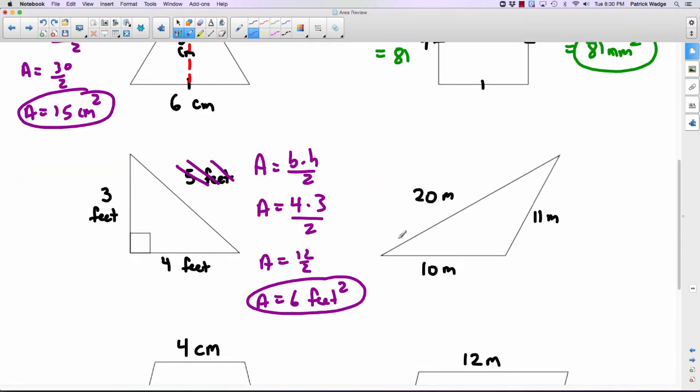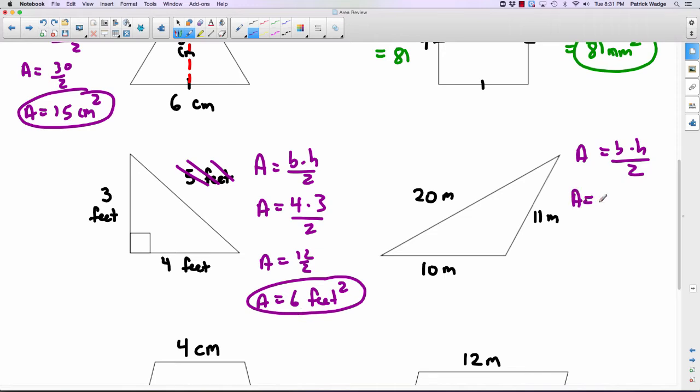And our obtuse triangle. So you have too much information, and you also don't have enough information. Let's see what I mean. Formula, base times height divided by 2. Notice how I'm doing this for every question. I'm writing the formula, I'm showing the work, I'm putting my answer with the units. This is what I expect of you.